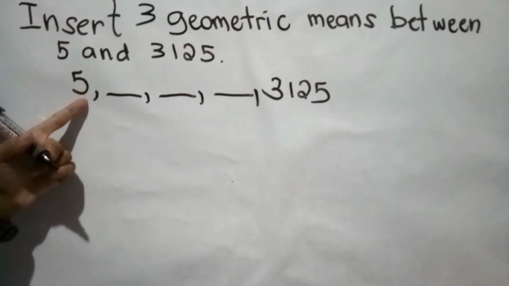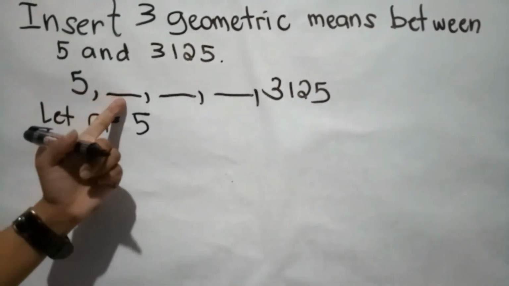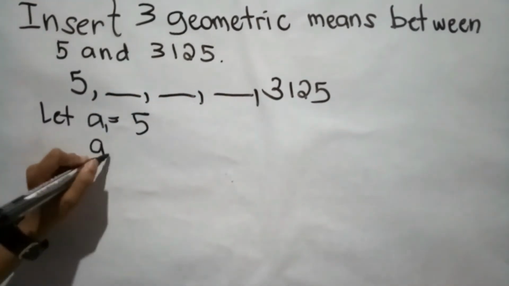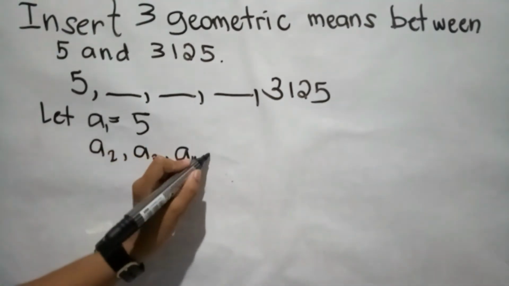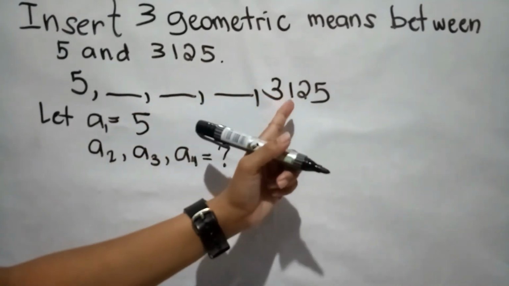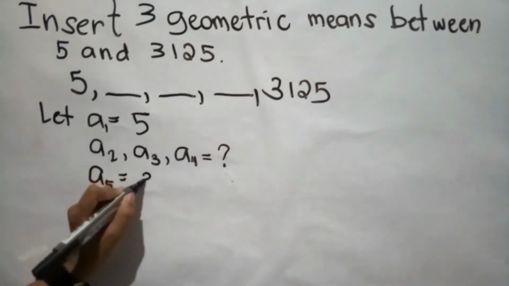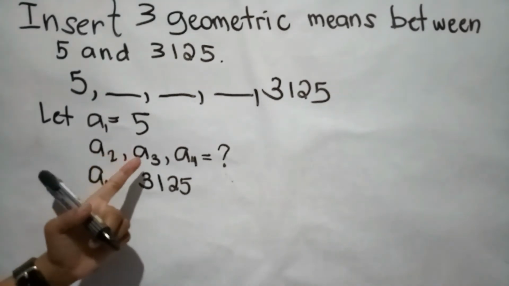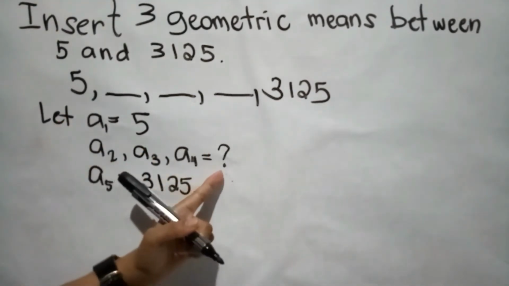So let a sub 1 is equal to 5. Then a sub 2, a sub 3, a sub 4 are not given. And then we have the last term, a sub 5, equal to 3,125. So we are looking for a sub 2, a sub 3, and a sub 4. So these are our geometric means.